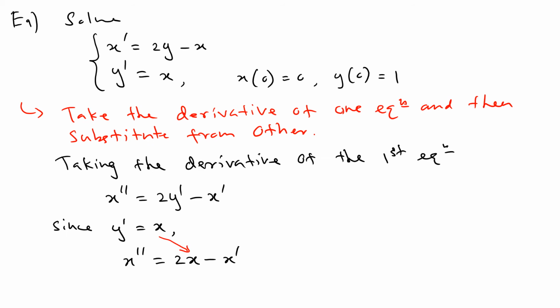Now we're going to bring all the terms to one side. So you can write this as x double prime plus x prime minus 2x equals 0. This is just a second order linear equation. So you can find the lambda, and after you find the lambda, you can write the general solution. So this is very simple after that. So the characteristic equation.